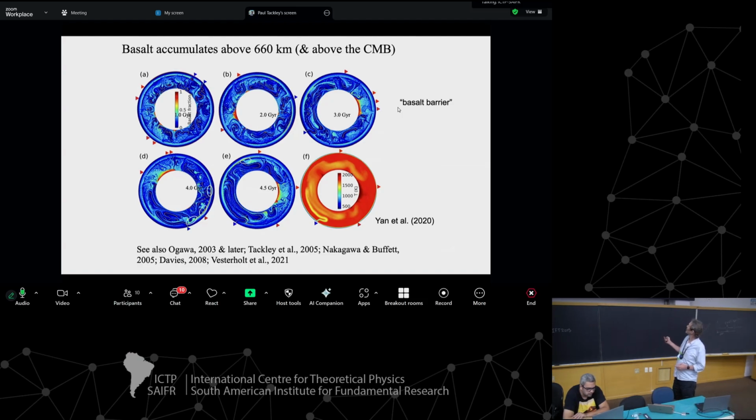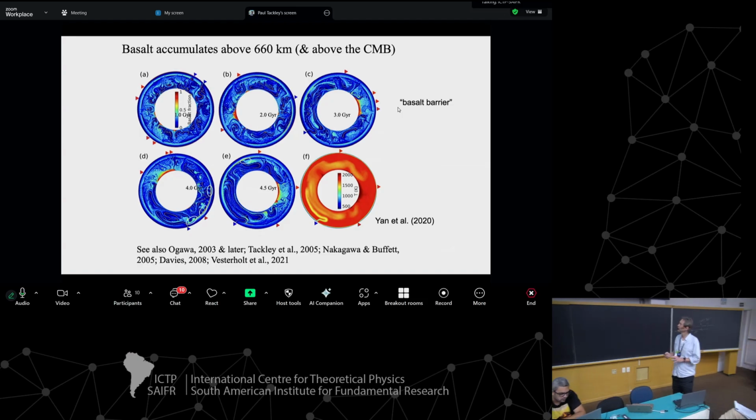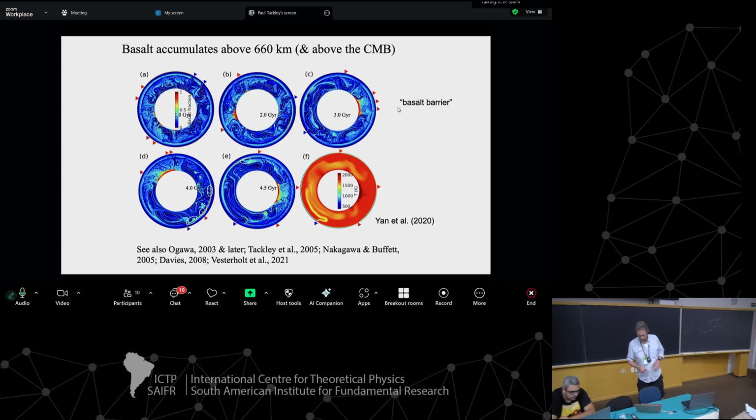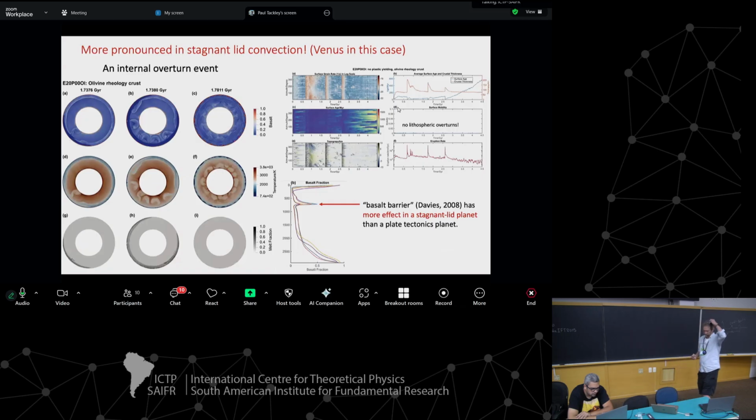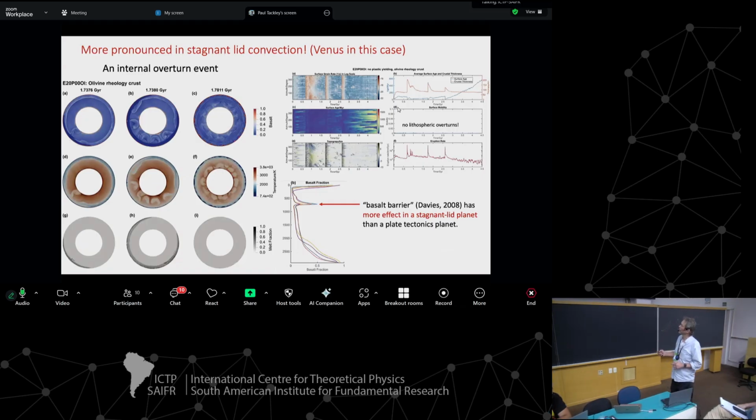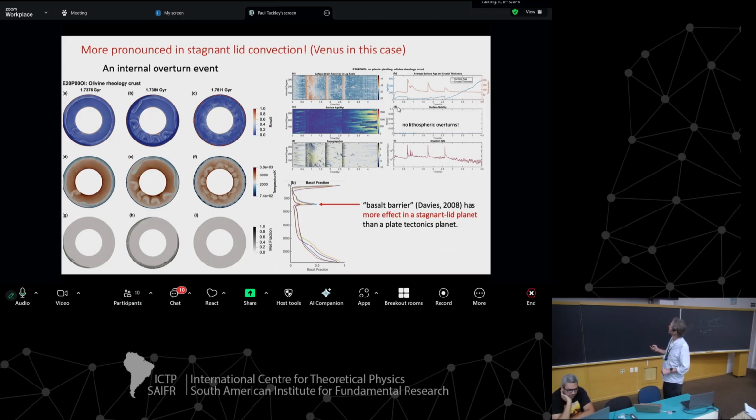And we can see it here in this paper, that basalt is building up in the transition zone. Now, for an Earth-like model, this is not a big enough effect to prevent slabs from going through. So you can see slabs going through typically in Earth-like models. But in a Venus-like model, in which you don't have subduction, at least not today, this is such a large effect that it can basically layer the mantle flow for periods of time and cause intermittent breakthrough.